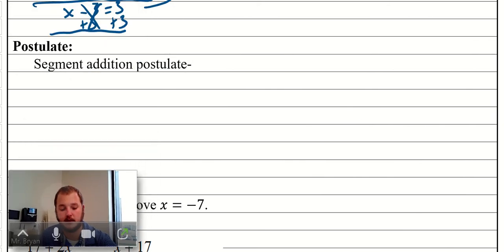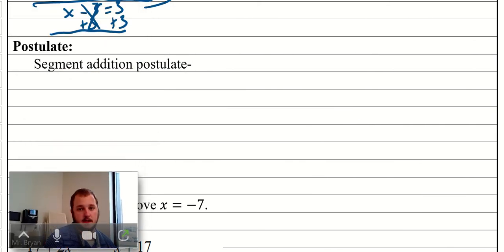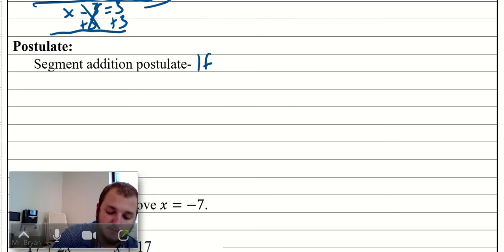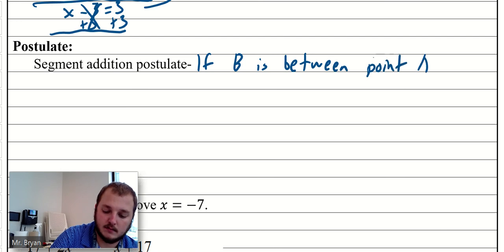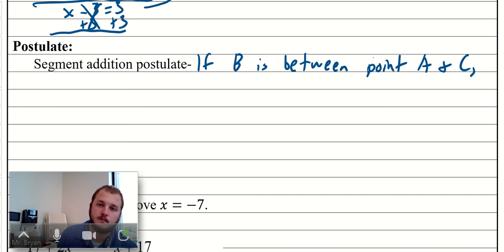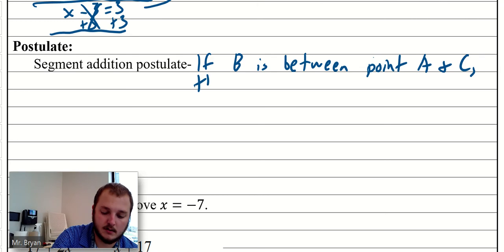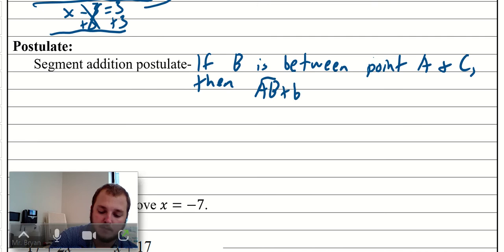All right, so I'll move myself down here. First thing, or first postulate that we're going to write down for today, is the segment addition postulate. And it says this: if B is between points A and C, the technical definition says if I just have some point, in this case we'll just call it B, in between two others on a line, A and C, then this statement is going to be true: AB plus BC equals AC.